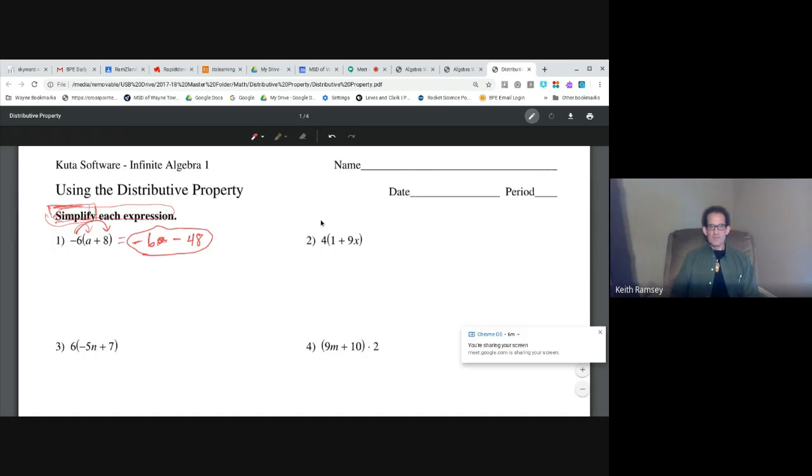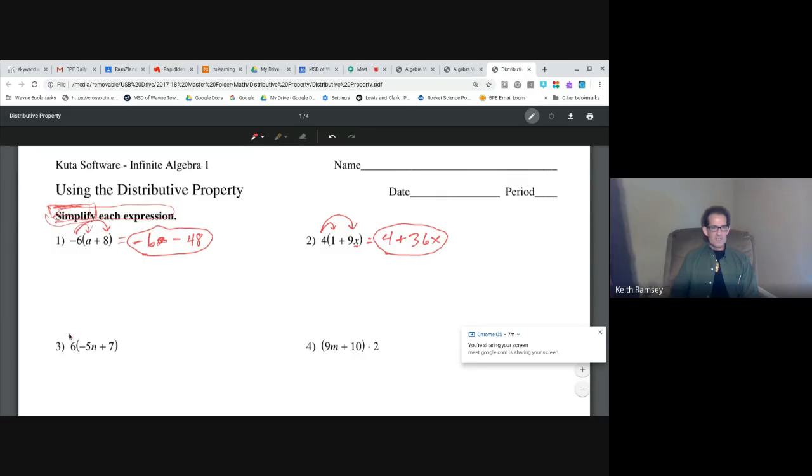Here we've got 4 times 1. They're both positive, so I'm just going to write 4. Then I have 4 times positive 9x. So positive times a positive, it's going to be positive 36. And there's just this 1x here, 36x. This is simplified because 4 doesn't have an x. It's not a like term to 36x.